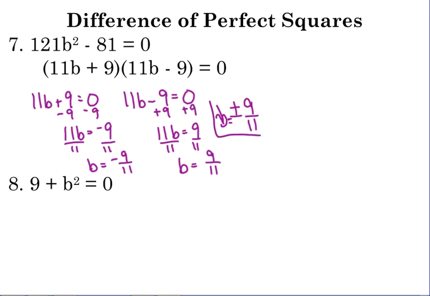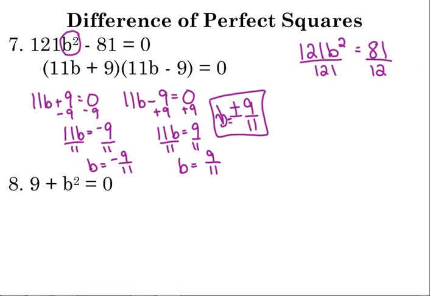B equals. Okay, I'm not going to go through checking it. I'm confident that I can add or subtract 9 and divide by 11. Here's the other way that you can do it. Because this equation has one single variable, technically, we can approach this from the perspective of, well, I can just isolate that variable. I can add the 81 to the other side. I can divide both sides by 121.